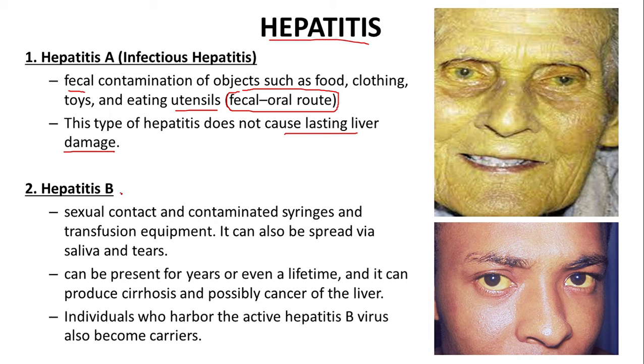Next, you have your hepatitis B. So its mode of transmission is bodily fluids, no? You have sexual contact and syringes, transfusion as well as saliva and tears. So this can be present for years or even a lifetime, and it can produce cirrhosis, or this is liver failure and possibly cancer of the liver. Okay? So mas deadly si Hepa B kaysa sa kay Hepa A. And individuals who carry active hepatitis B virus become carriers of the disease.